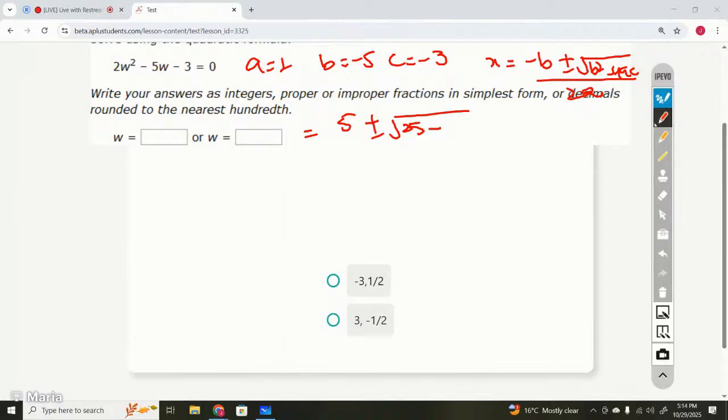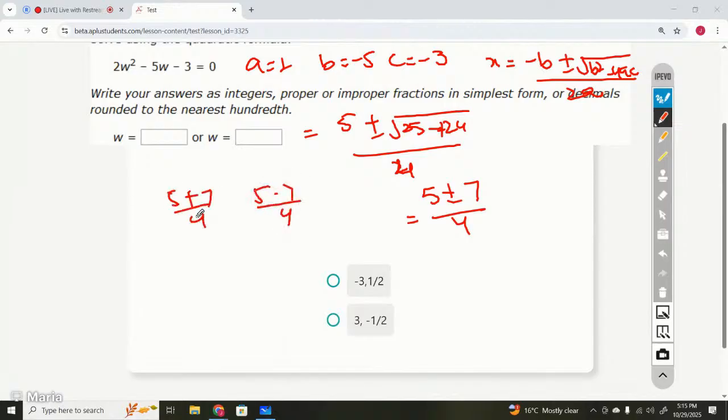4 times a is 2, c is negative 3. So 24 it is. That would be plus 24. And divided by 2, a is also 2, that is 4. So 5 plus minus 49, that would be 7 over 4. So 5 plus 7 over 4 and 5 minus 7 over 4.